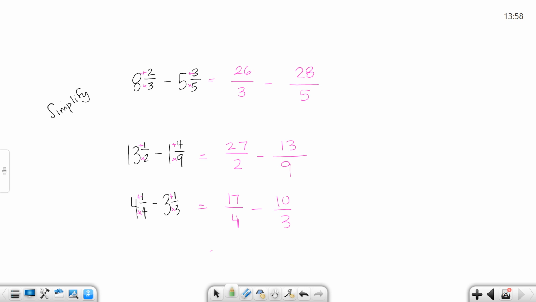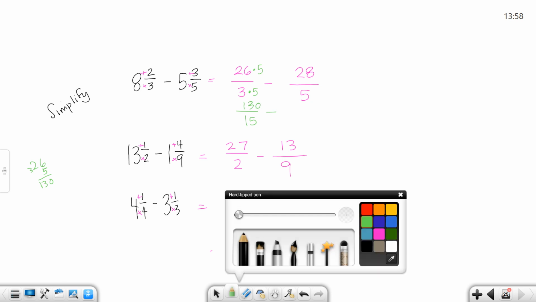And I think the butterfly method would be fine here if you wanted to use it. With this first one, I'm going to get a common denominator. 3 times 5 would give me 15. So I'm going to multiply this one by 5 so that I get a 15 on the bottom. And if I multiply by 5 on the bottom, I multiply by 5 on the top. So 26 times 5 would be 130.